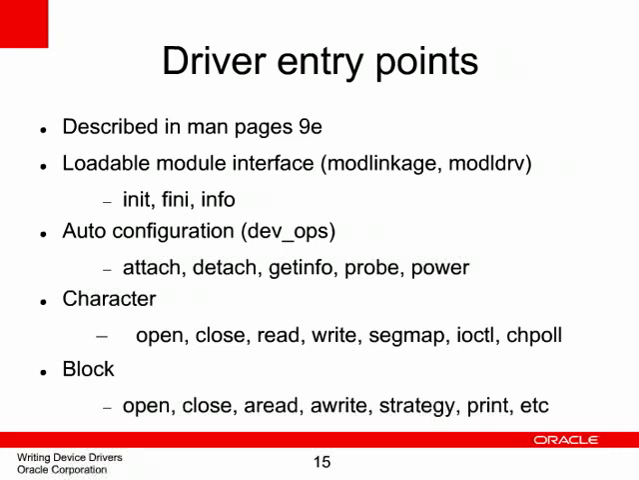For character devices and block devices, you have an open and close. For character devices, you also have read and write. You can also map your device, and there are various I/O control utilities, ioctls, and a polling mechanism if your device doesn't use interrupts. For block devices, you have an asynchronous read, asynchronous write strategy, which is used by the kernel to actually position in the data.